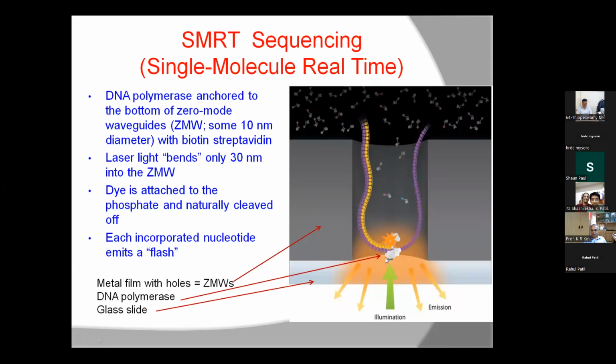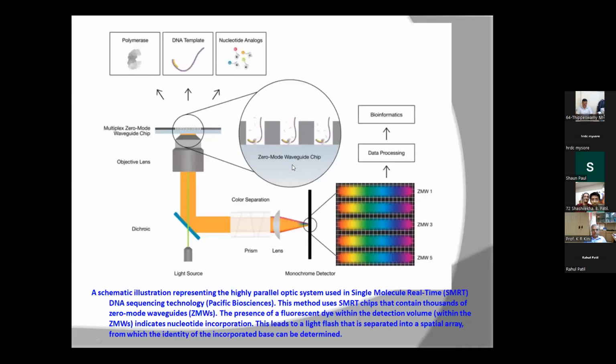In each ZMW, you have the polymerase attached there, and the long chain DNA is attached to that, and it starts sequencing. Single strand is going in, and the double stranded goes out. And as and when this is attached, it gets detected. So, yeah, this is the technology. So this is on the cell.